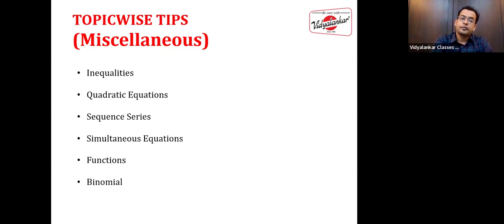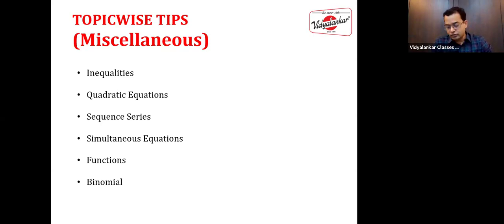Quadratic equations, it would be better if you go through the entire topic of this, like when are the roots real, when are they unreal, what is the rule of discriminant, then condition of one common root, and all those things related to quadratic equation, a bit of knowledge of absolute value function, that is modulus function.